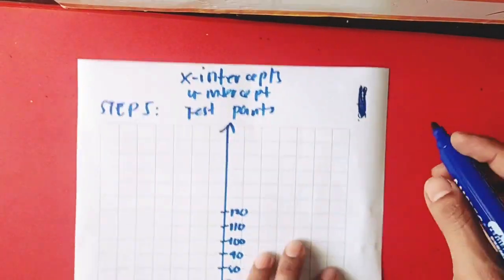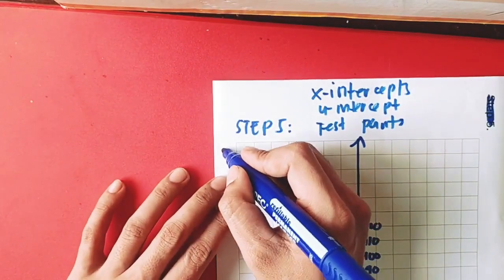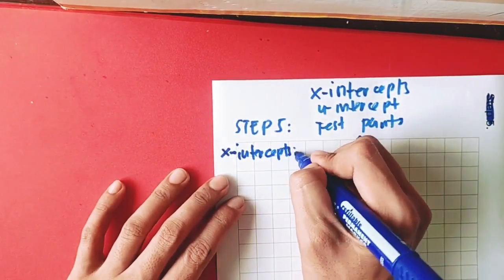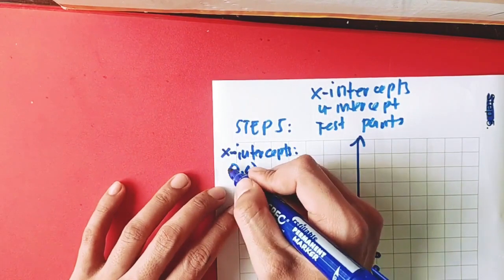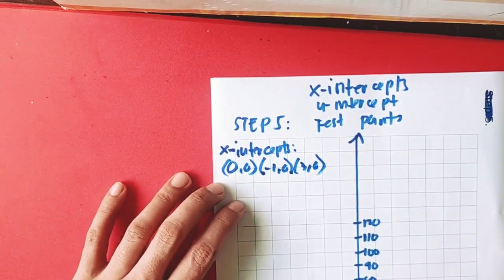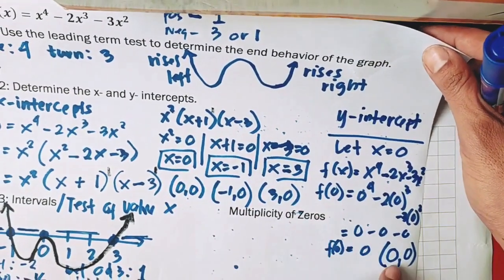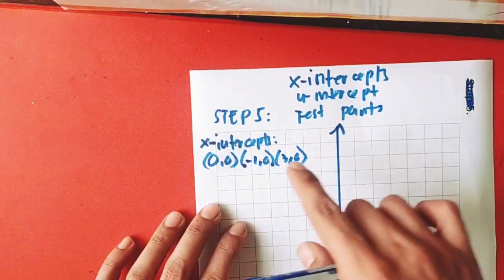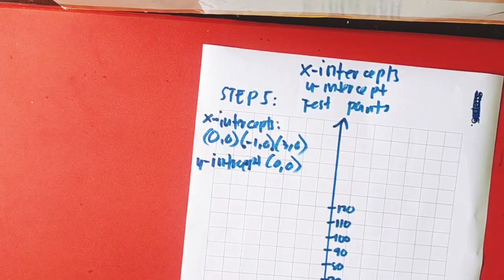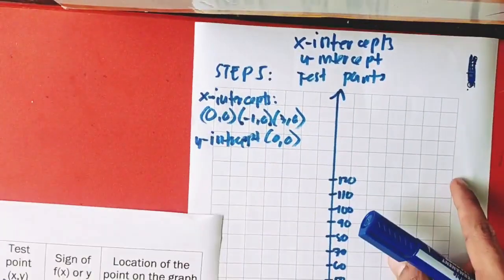What are the x-intercepts? We have (0, 0), (-1, 0), and (3, 0) from step 2. And the y-intercept, which is (0, 0). Next are the test points. Okay, so let's plot.